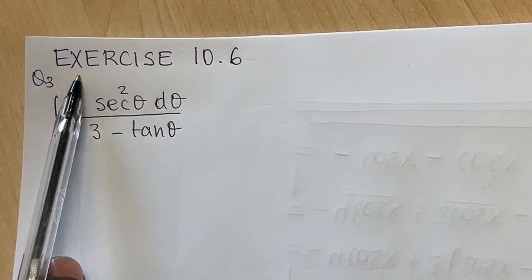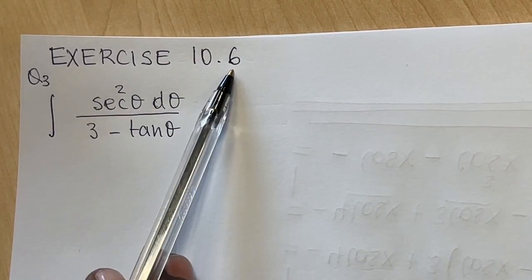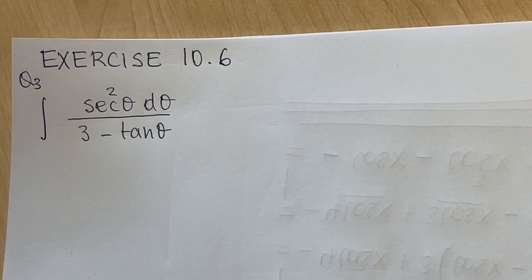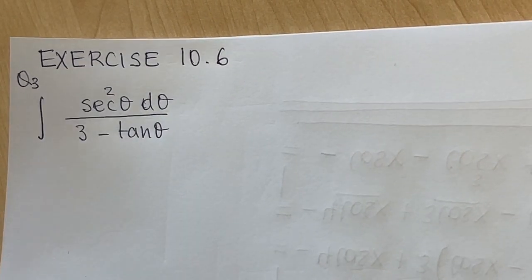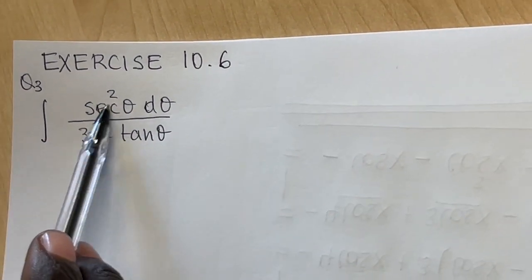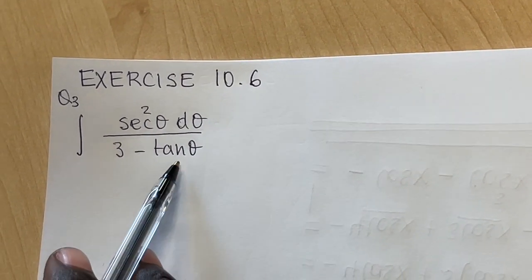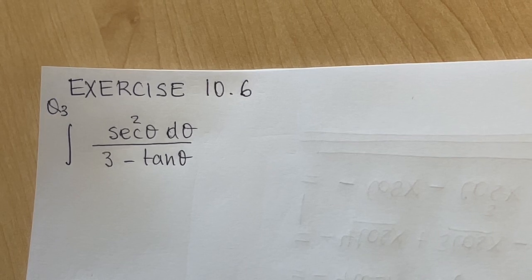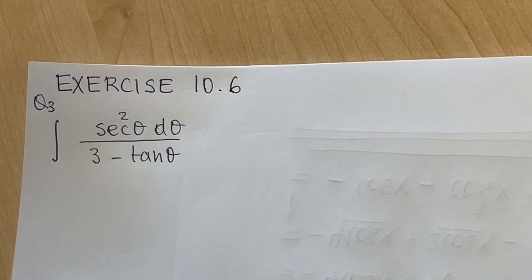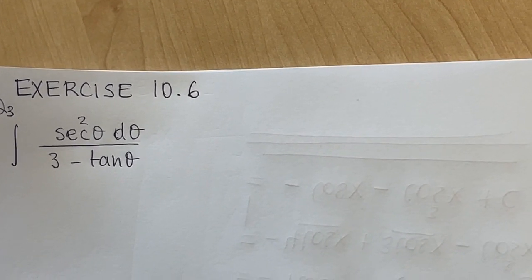Okay guys, so this is now exercise 10.6 and we're going to solve question 3. This is the integration of sec squared theta d theta over 3 minus tan theta. But before I solve this question, I would like to simplify some things, maybe you might need them.